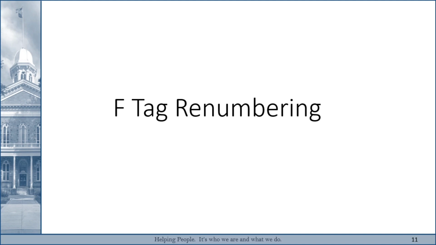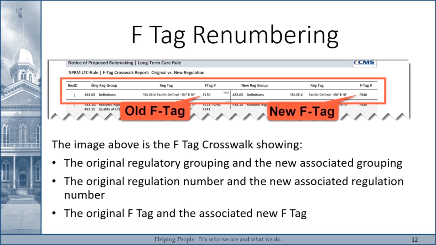F-tag renumbering. The image above is the F-tag crosswalk showing the original regulatory grouping and the new associated grouping, the original regulation number and the new associated regulation number, the original F-tag and the associated new F-tag. As you can see, there's a change in the numbering system, and there will be additions as well to the F-tags.